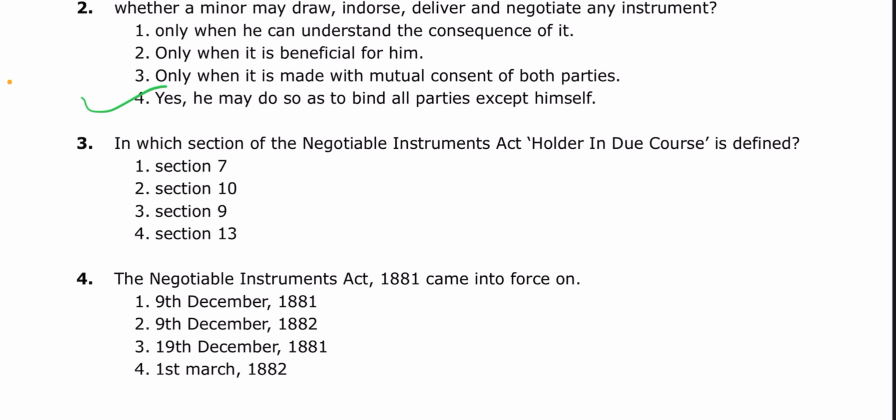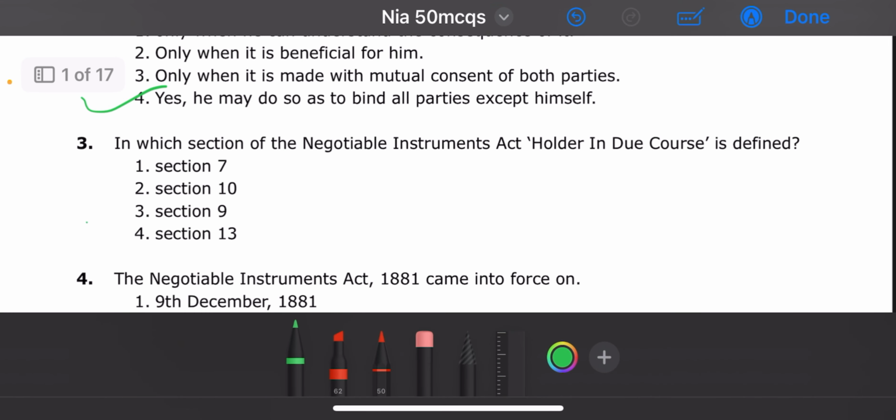Next question, in which section of the Negotiable Instruments Act is holder in due course defined? The options are section 7, section 10, section 9 or section 13. The correct answer is option 3rd, which is section 9.